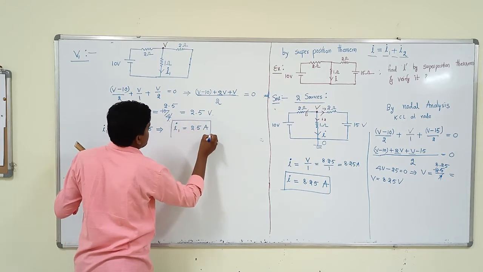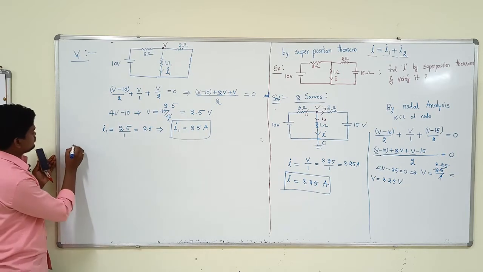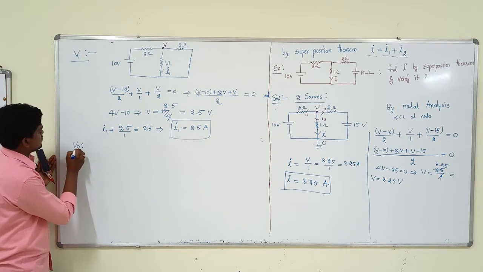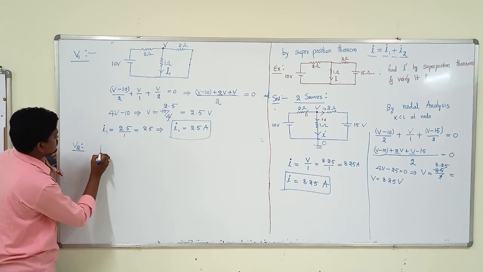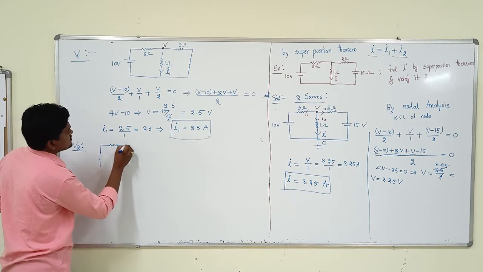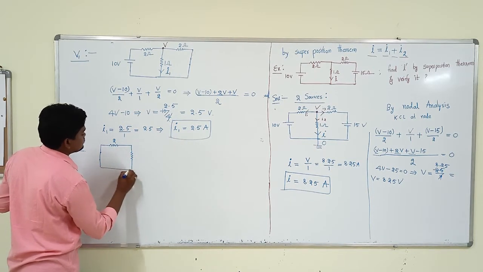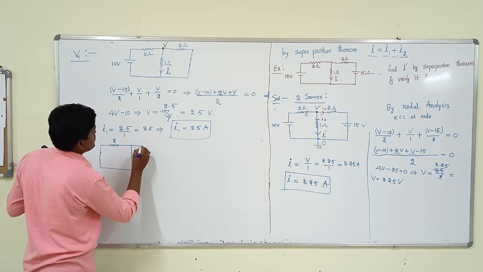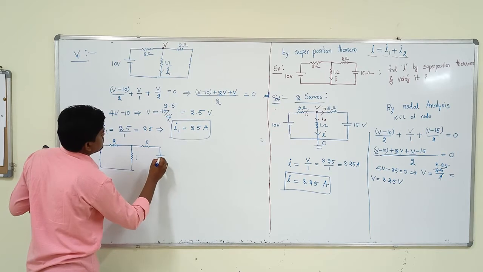So I1 is completed. Same as you have to find for V2. Now we will go for V2. V2 means removing the first source, that is, just short circuit the first source. The first resistor is 2 ohms, the second resistor is again 1 ohm, the third resistor is 2 ohms, and the voltage source is 15.